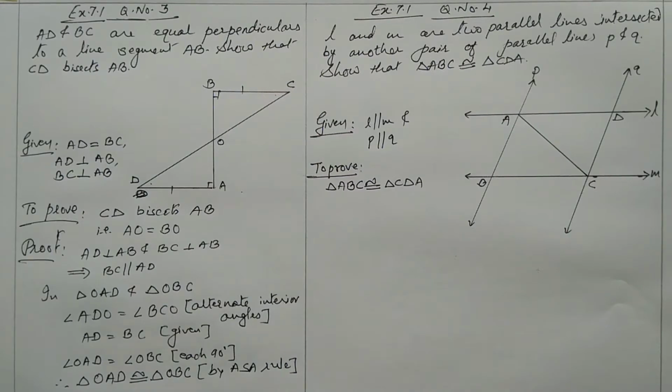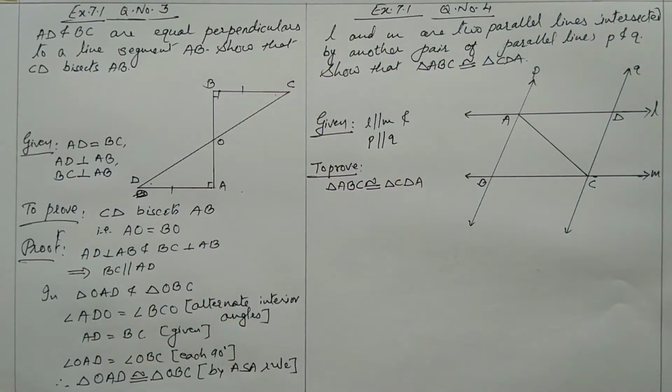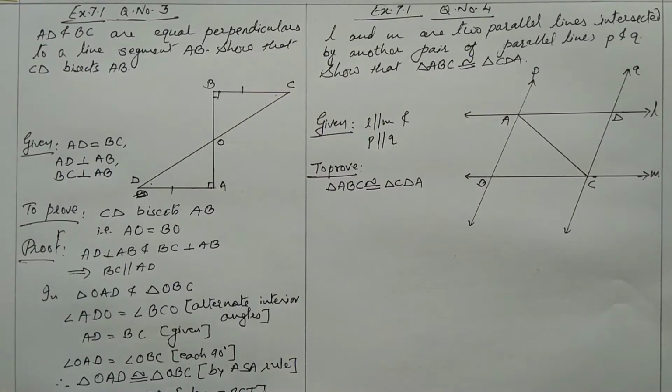Now once you proved these two triangles are congruent, it implies that remaining parts are congruent. So we will take AO is equal to BO. Reason: by CPCT, corresponding parts of congruent triangles. Hope you have understood this question number 3. Let us see question number 4.